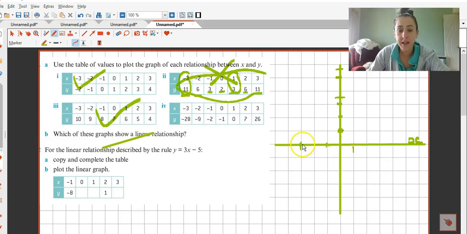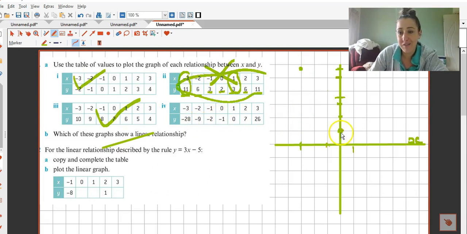So -3 is at -28. Again, I haven't got enough points here, so I'm going to have to go up in, I think, 10, 15, 20, I'm going to go up in 5. So 5, 10, 15, 20, 25. 28 is going to be about there. So that's going to be that first point.